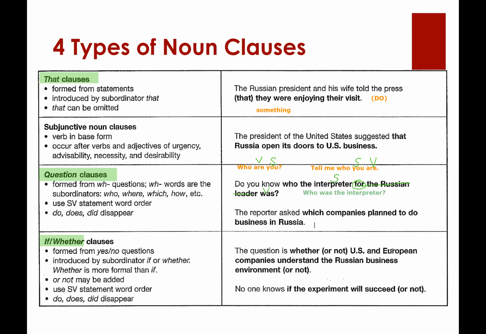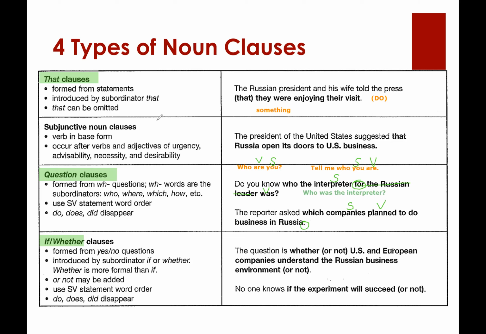Okay, so let's do the same thing. The reporter asked which companies plan to do business in Russia. So this is a which is a question word, and companies planned. And do you see how in this case, the reporter asked, it is a statement, so they have changed it to a period.